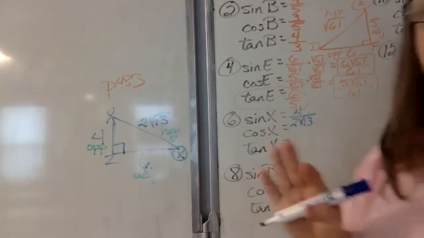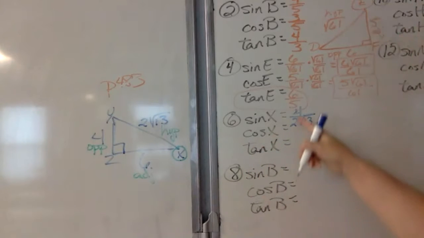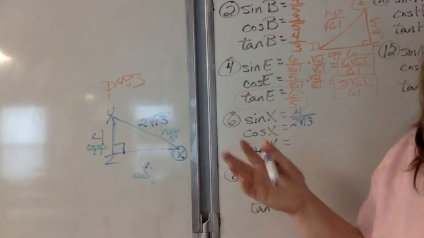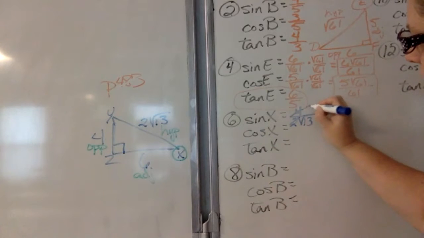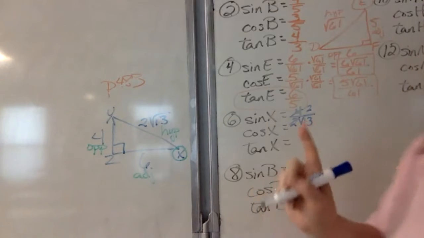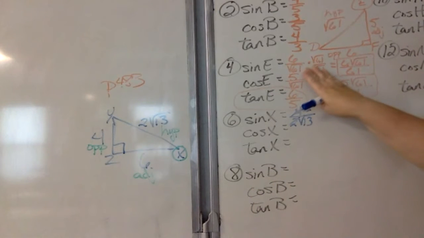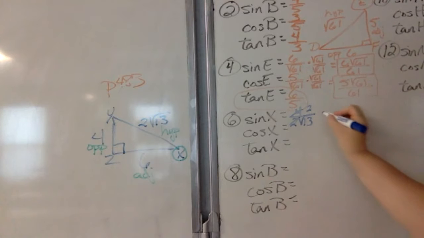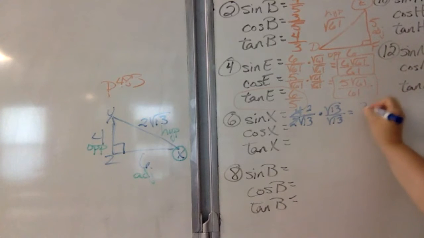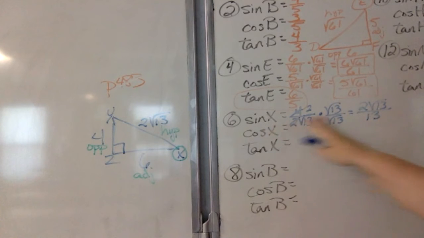Okay, so sine of X is opposite over hypotenuse. So 4 over 2 square root of 13. First things first, I see 4 over 2. Can I go ahead and simplify that? Yes. 2 goes into 4 2 times. So basically, I have 2 over square root of 13. But like we talked about, I'm not allowed to leave a square root in the denominator. So I have to multiply by square root of 13 over square root of 13. So up here, I have 2 square root of 13 over 13. So that is my sine function.